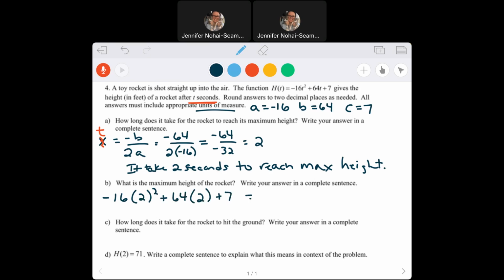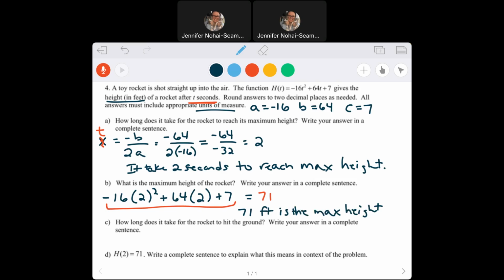Okay, and I'm just going to take this whole thing here and type it right into my calculator. It's much easier to do that and perfectly fine and acceptable. And so we get a 71. All right, so 71, and that measurement is in feet for height. So 71 feet is the max height of this particular toy rocket.